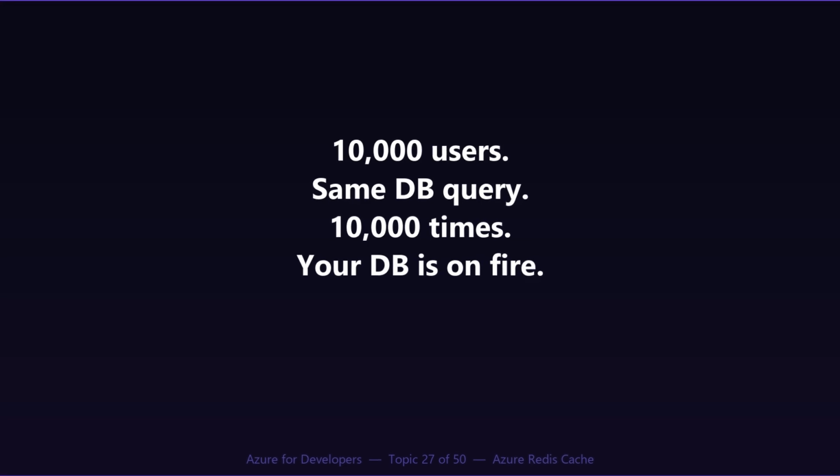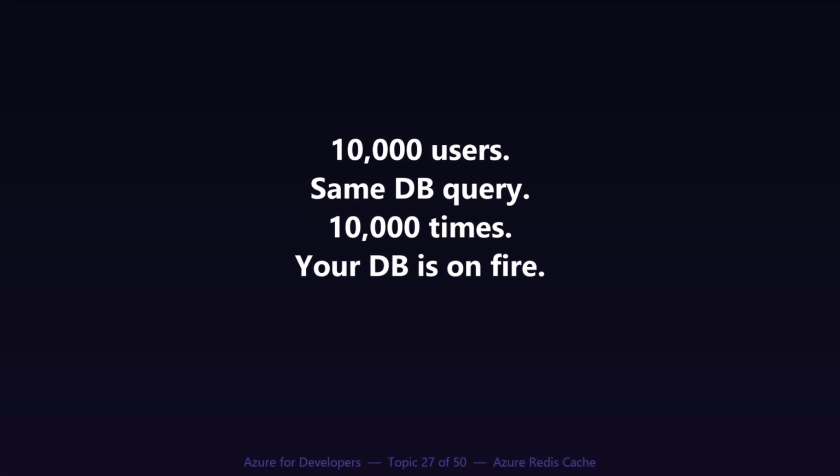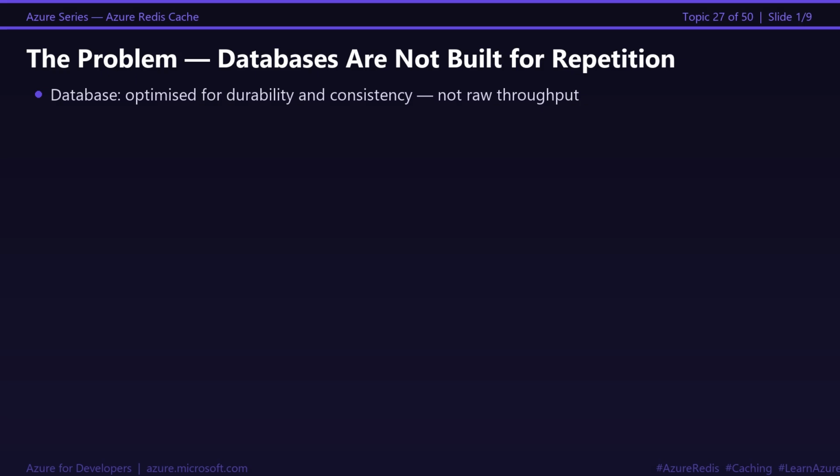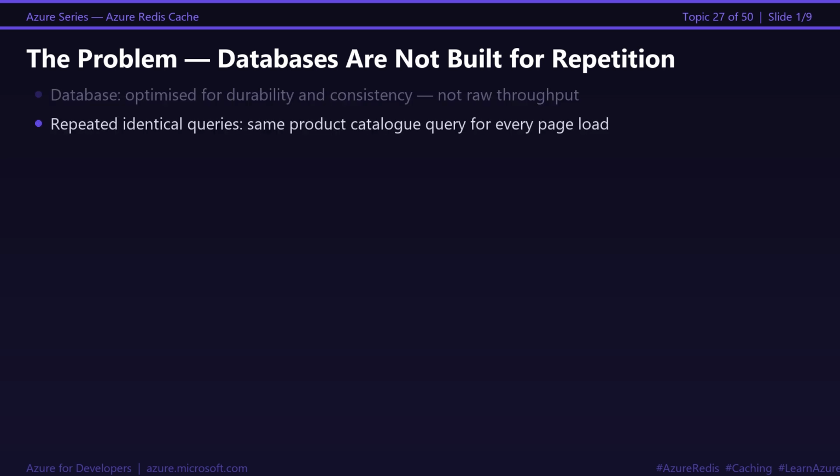Here is a pattern that breaks almost every application at scale. Your homepage loads a product catalog. Database query: select all active products ordered by popularity. Takes 80 milliseconds. Runs once. Fine. Now 10,000 users visit your homepage in 1 minute.